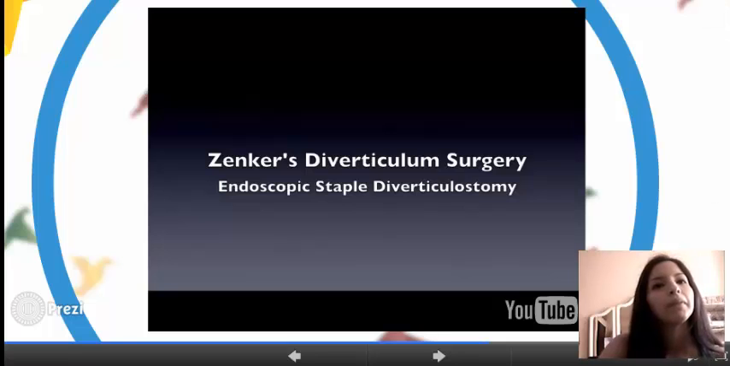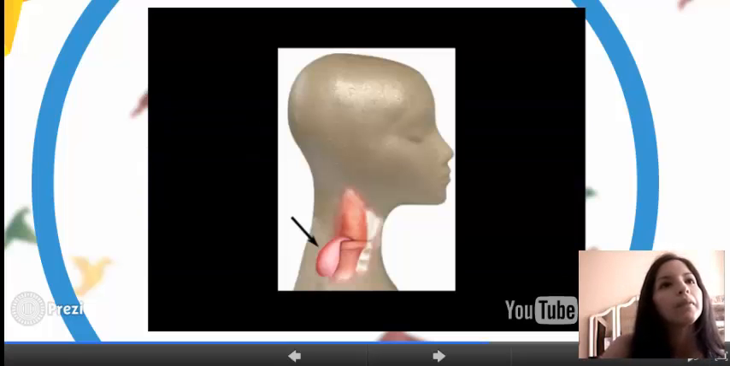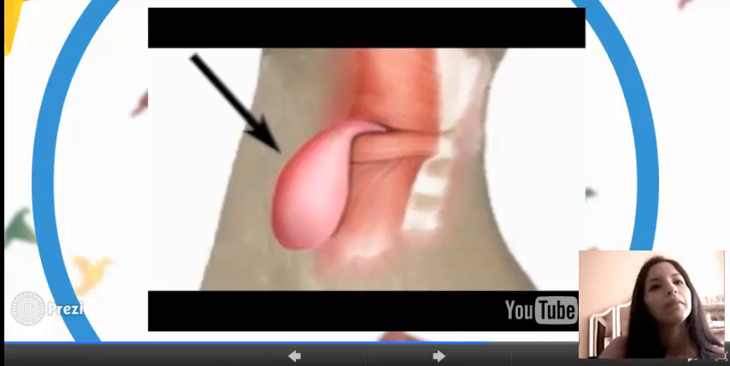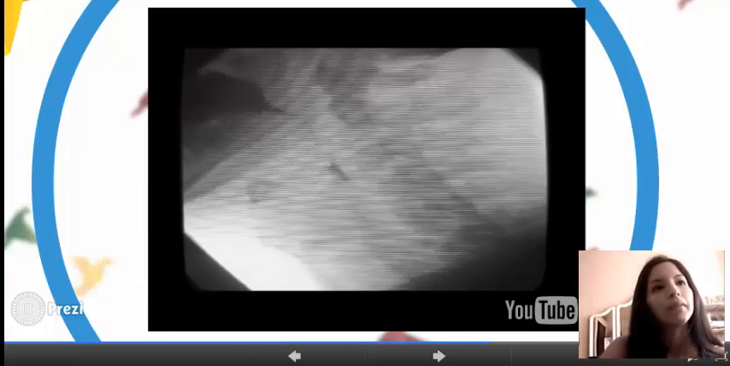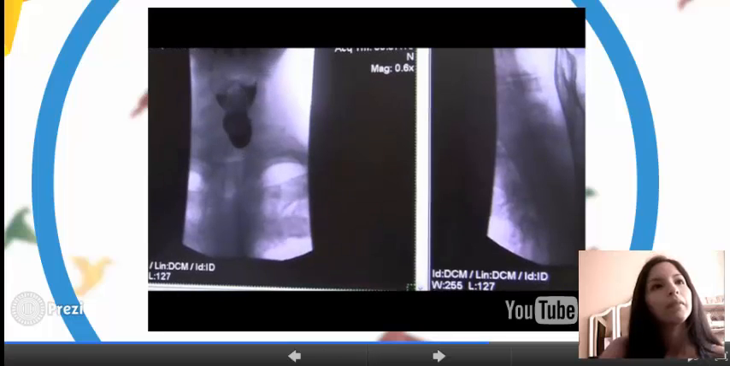Zenker's diverticulum surgery by Dr. Christopher Chang of Fokker ENT Consultants. In patients suffering from Zenker's diverticulum, there is the abnormal presence of a pouch in the throat which causes food and liquids to get caught during swallowing. In a normal swallow study, everything clears easily down the throat, but in a patient with a Zenker's pouch, things get caught, causing symptoms of phlegmy throat, food regurgitation, aspiration, and trouble swallowing.